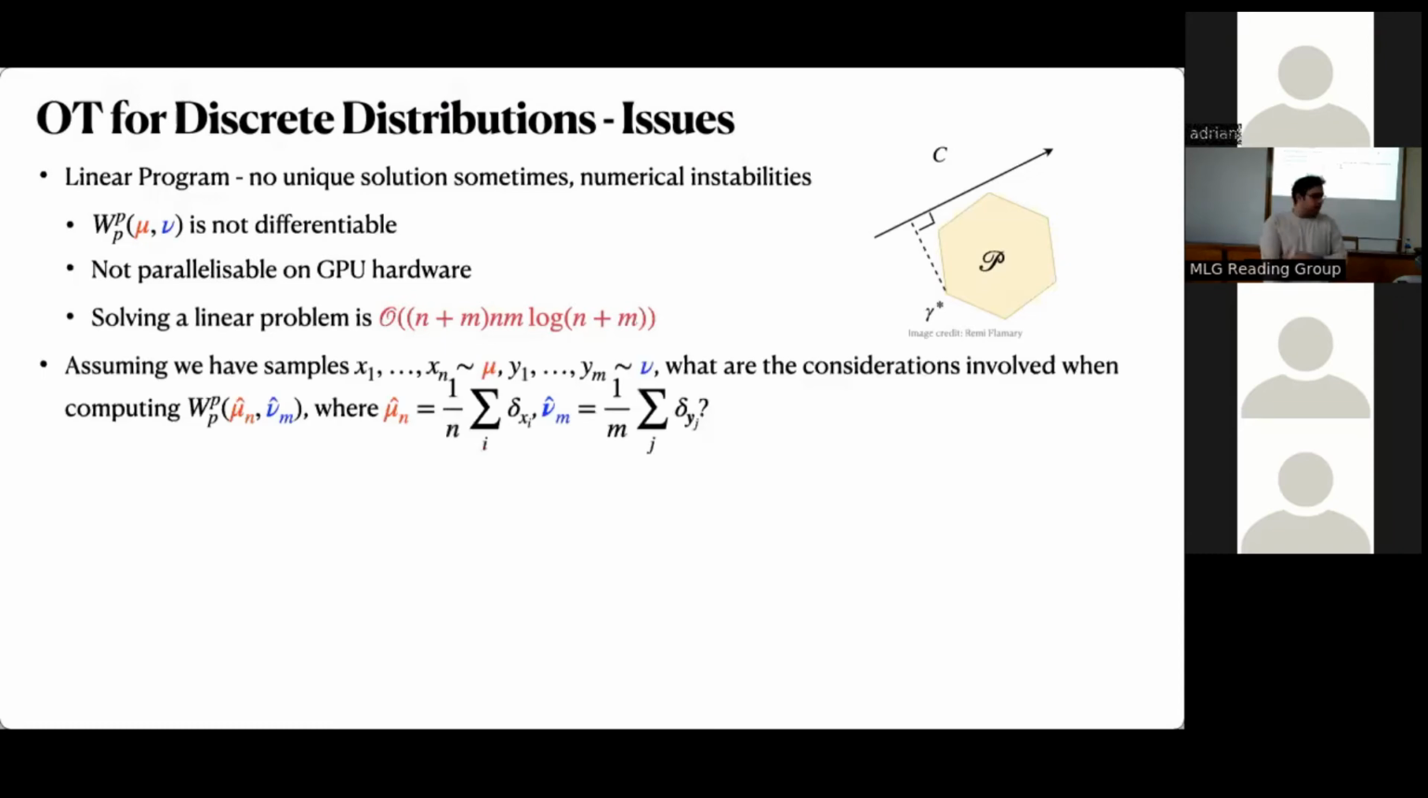Sorry, it's cubic or quadratic? It's cubic because it's n plus m times n times m. So that ends up being cubic in terms of the max of n and m.